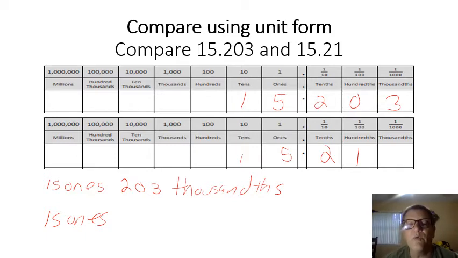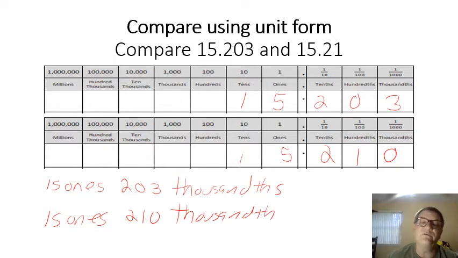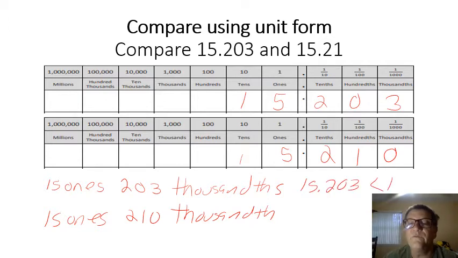But if I want to compare these apples to apples, which is thousandths to thousandths, I'm going to come over and put a placeholder of 0 in here. Now I have 210 thousandths. And I can see 210 thousandths is larger than 203 thousandths. So I know 15 and 203 thousandths is less than 15 and 210 thousandths.